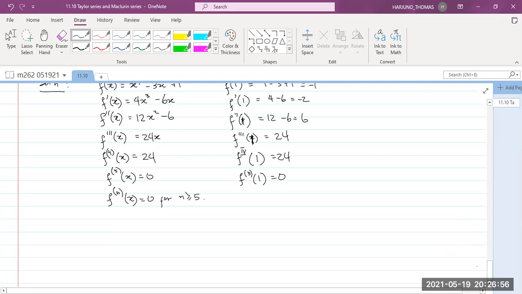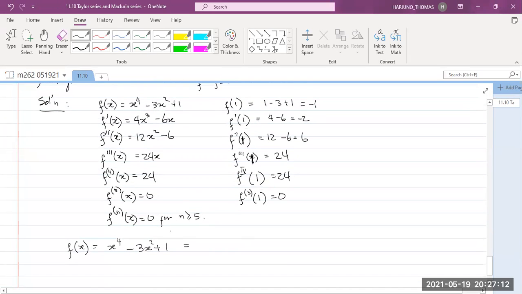Okay, so the Taylor series for f(x) equals x to the fourth minus 3x squared plus 1 will be equal to, we can spell it out actually, -1 for the 0th term, plus -2 over 1 factorial times (x minus 1), plus 6 over 2 factorial times (x minus 1) squared, plus 24 over 3 factorial times (x minus 1) cubed, plus 24 over 4 factorial times (x minus 1) to the fourth, and we stop there.